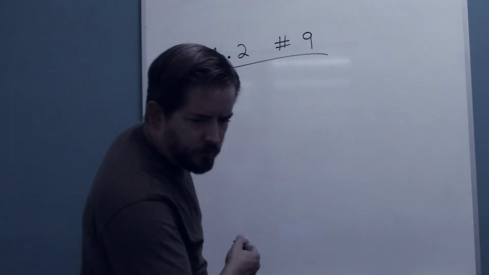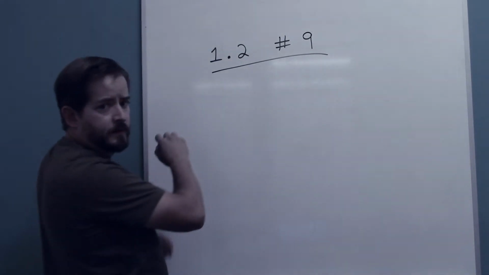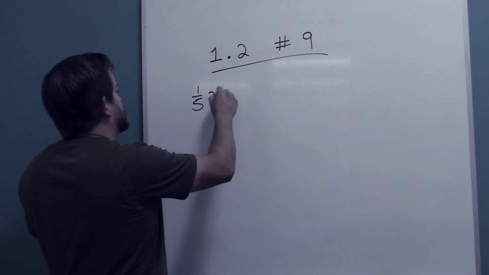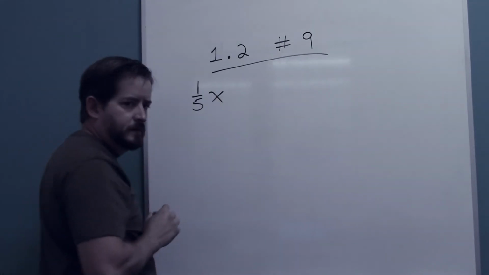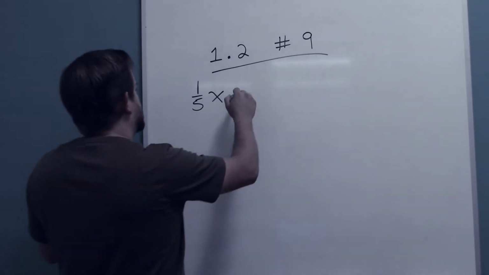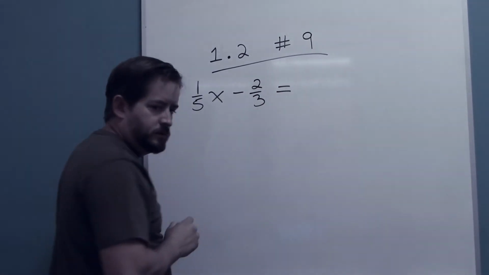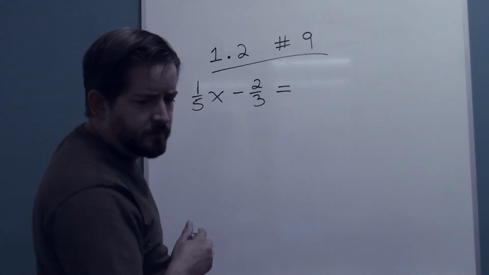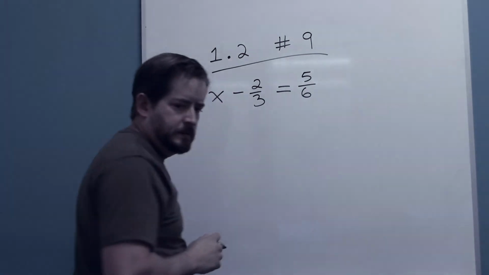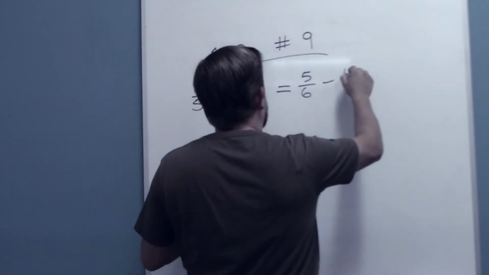Okay, I have 1/5 x minus 2/3 equals 5/6 minus 4/5 x.